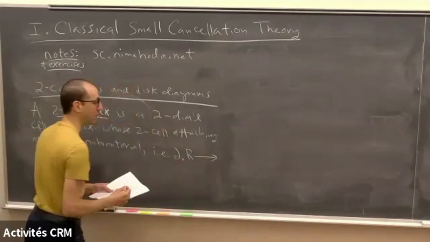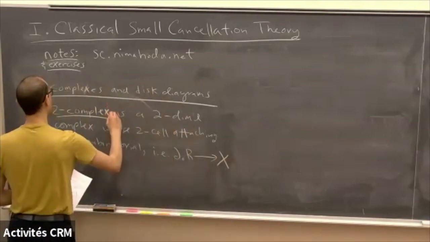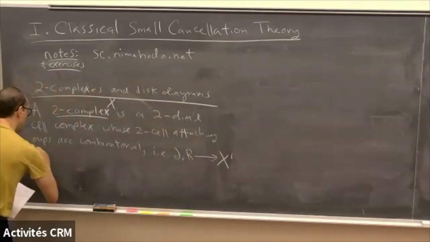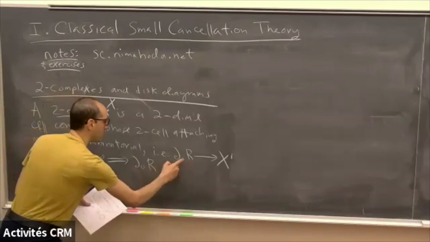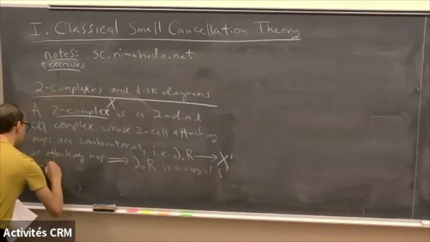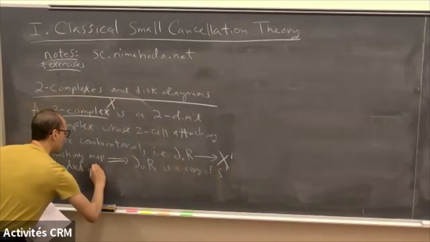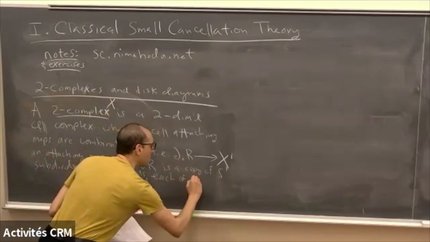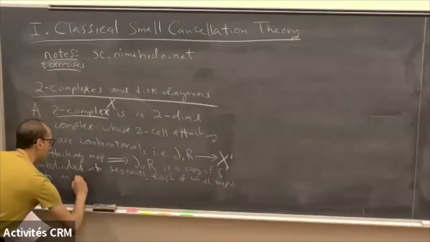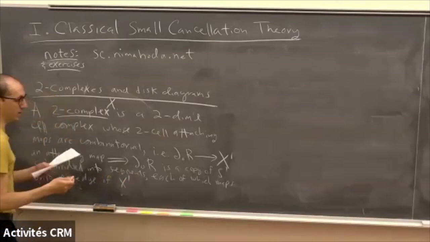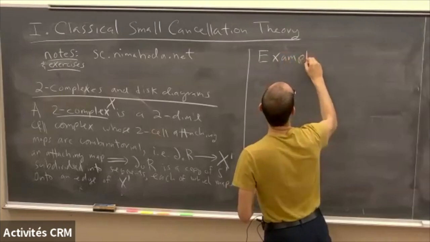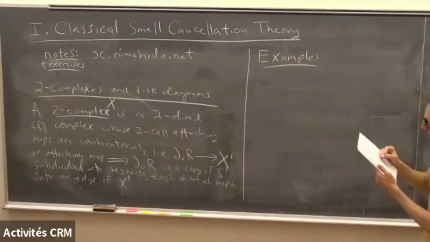attaching maps of two cells, so if this is an attaching map of a two complex X, going to the one skeleton, then the attaching map is from a copy of S1 subdivided into segments, each of which maps onto an edge of X1, the underlying graph. And I think that'll be fully clarified by looking at a couple of examples.